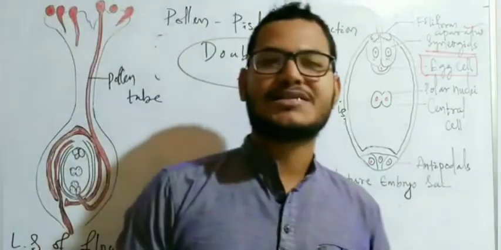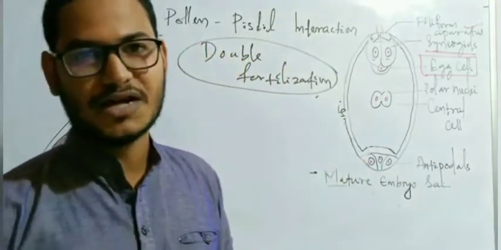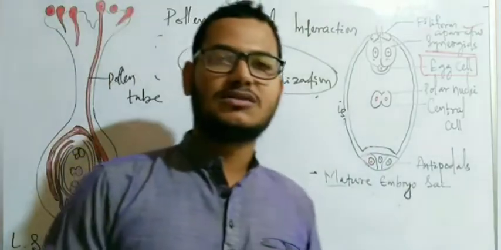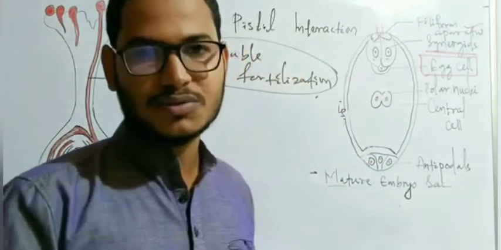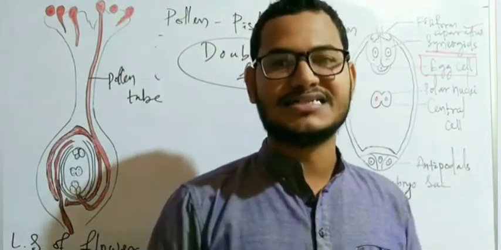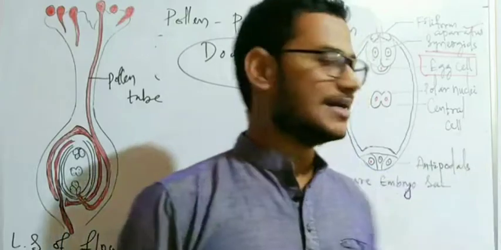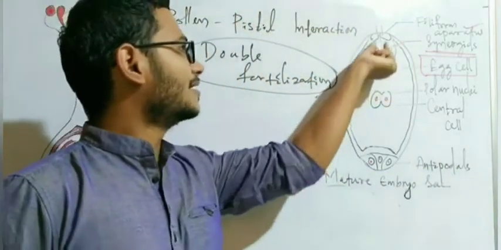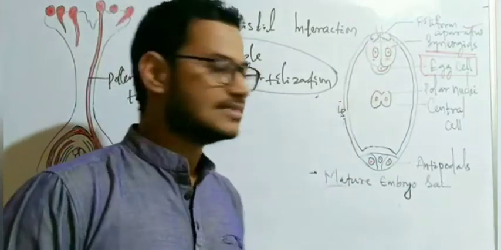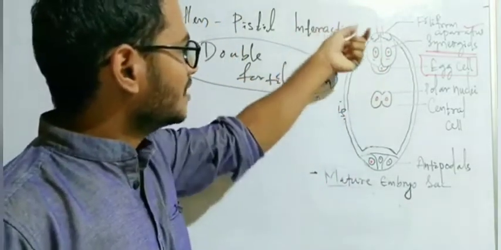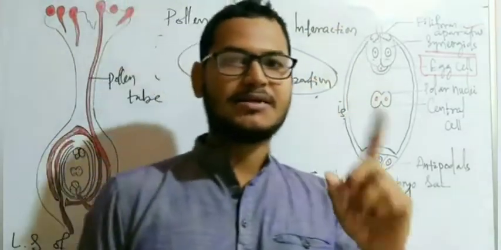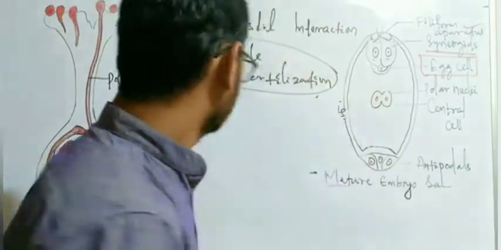After the success of pollen pistil interaction, the cells of the pollen grain are allowed to enter into the embryo sac through the pollen tube. We know that the filiform apparatus helps the pollen tube to enter into the synergids. After entering the synergids, the pollen tube releases 2 male gametes. One male gamete travels towards the egg cell.